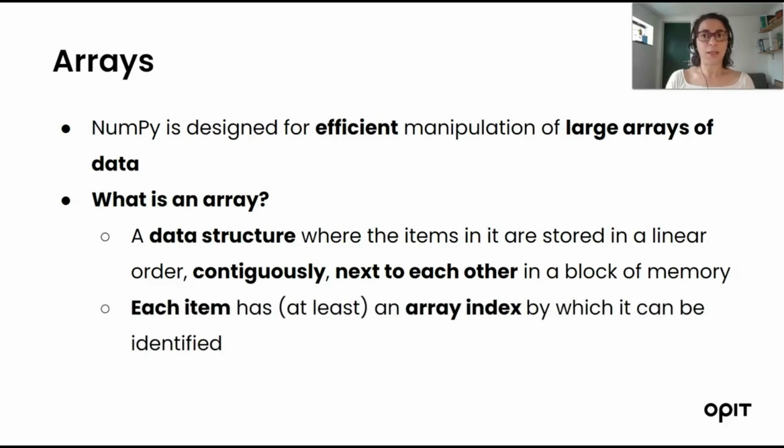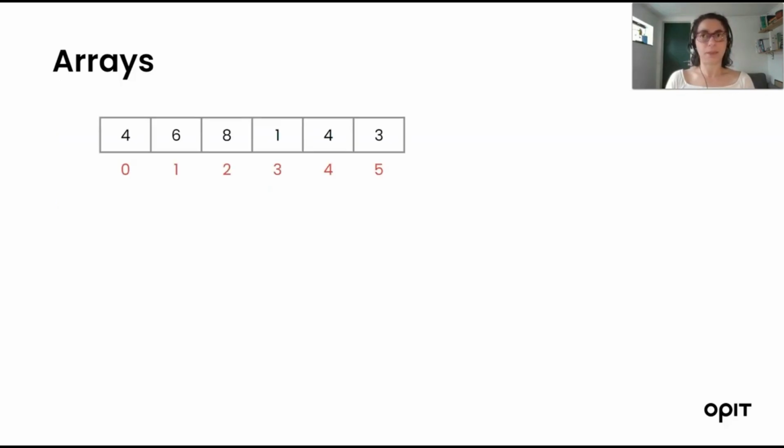In an array, each item has at least one array index by which it can be identified, as is the case for most structures. Let's see some array examples. Here is an array, also called a one-dimensional array, because the data stored in it are organized along one single dimension. So we visually represent the structure and its content as a horizontal table for the sake of explaining the structure. And here we highlight also the indices of the elements in it. So notice that again here, as we have seen in other structures in Python, indexing starts at 0, not at 1. So the first element's index or position is 0.